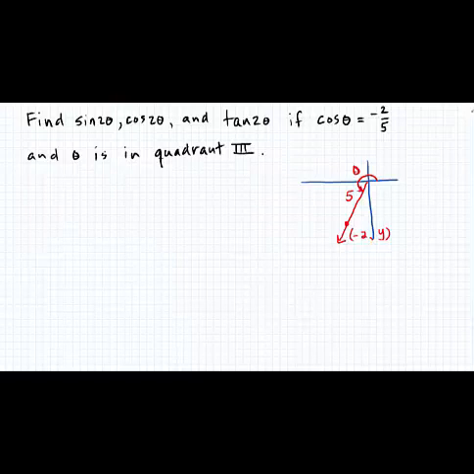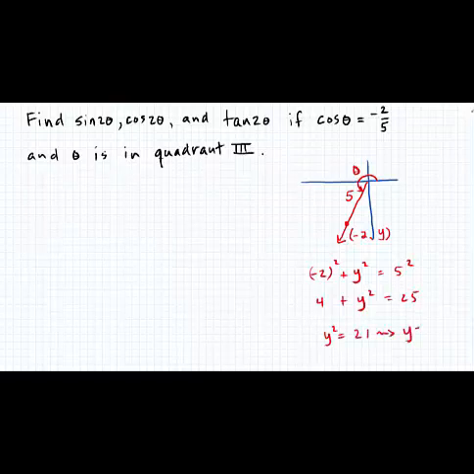So we'll use the Pythagorean theorem. We know that x squared plus y squared is equal to r squared, and this is going to allow us to solve for y and find sine of theta. So y squared will be 21. This tells us that y is plus or minus the square root of 21. But given that we're in quadrant 3, we know the y values are negative, so therefore we're choosing y to be negative square root 21.